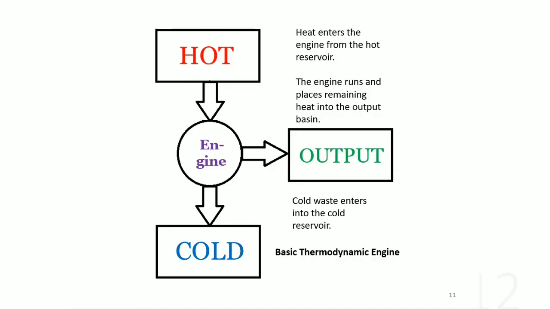In a basic thermodynamic engine, one has a heat reservoir, an engine, and an output basin. Heat enters the engine from the hot reservoir. The engine runs and places remaining heat into the output basin. However, there is also a cold reservoir. Cold waste enters into the cold reservoir.